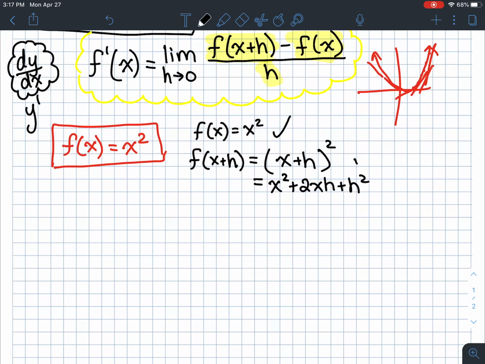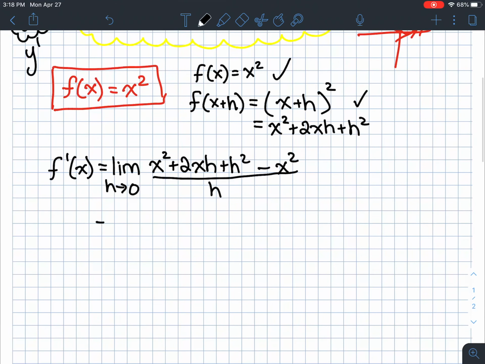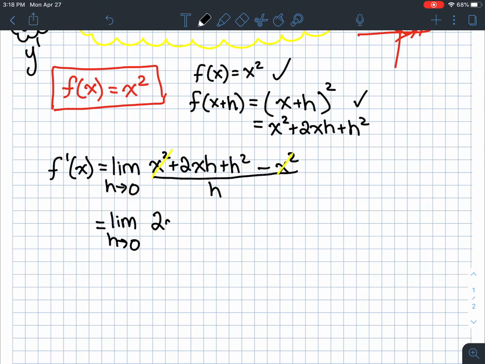Okay, so now we know that. So now if we want to find the derivative, f prime of x, we just use that limit formula. The limit as h goes to 0 of f of x plus h, which I know is x squared plus 2xh plus h squared, minus f of x, which is just x squared, and then the whole thing is divided by h. So limit as h goes to 0. I noticed that these x squareds cancel out. They're gone. And I've got 2xh plus h squared over h.